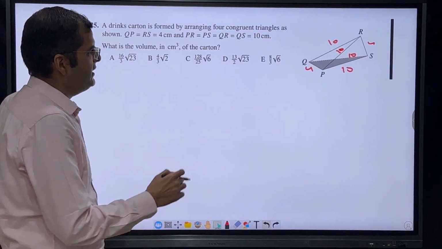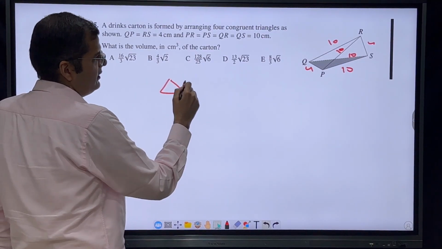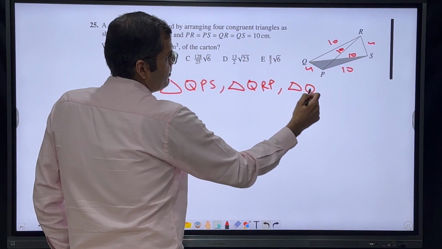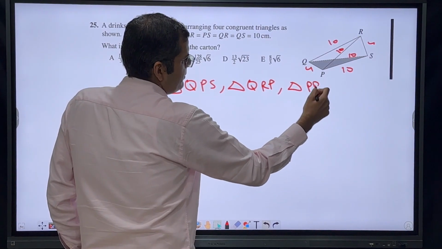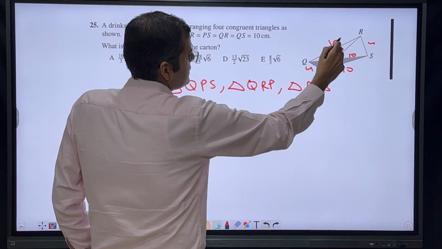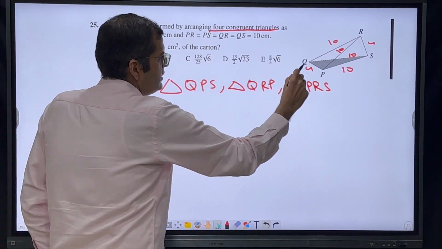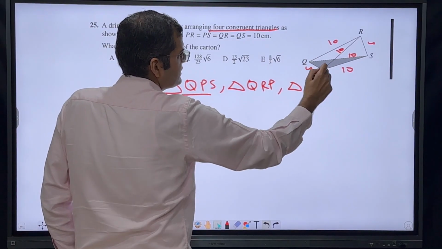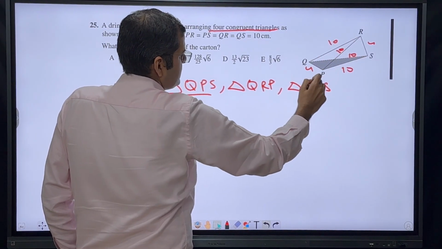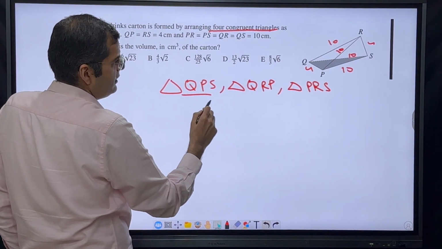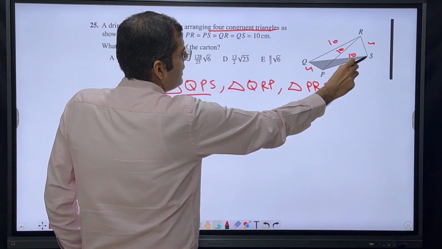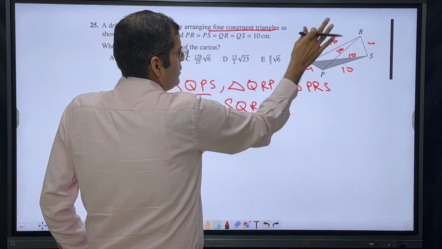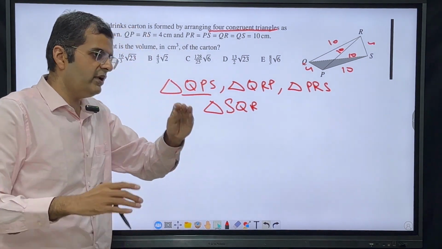Okay. Now what are the triangles here? There are four congruent triangles: triangle QPS, then triangle QRP, then triangle PRS, and triangle SRQ, which will be on the other side. So this is like you have a pyramid structure.